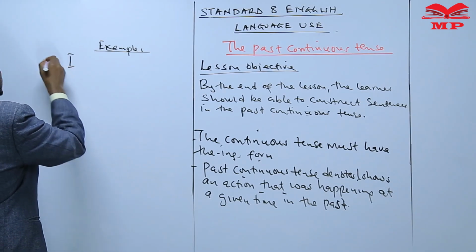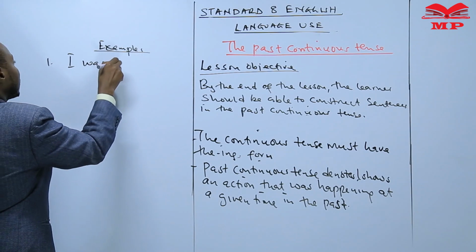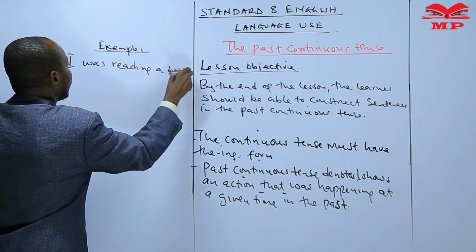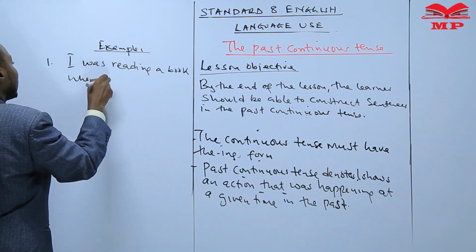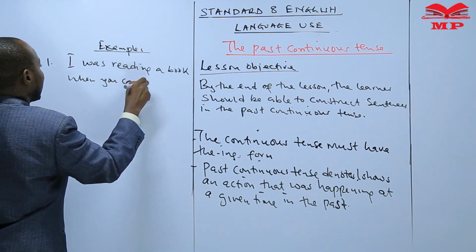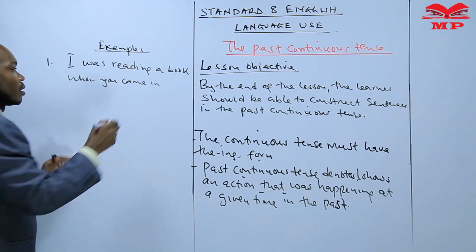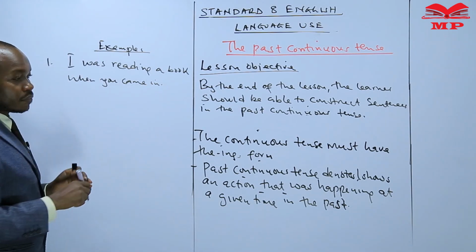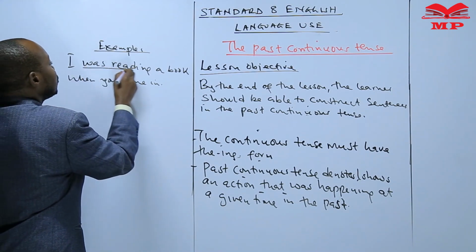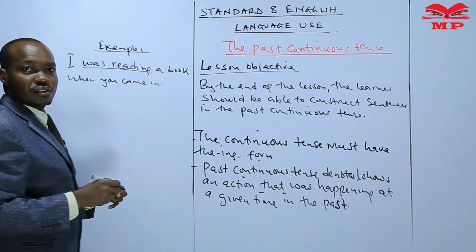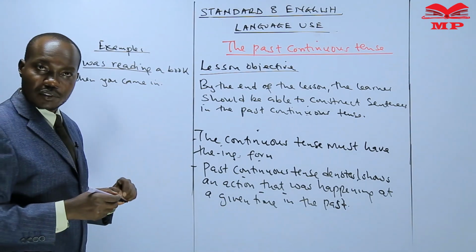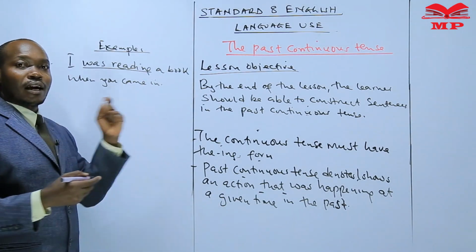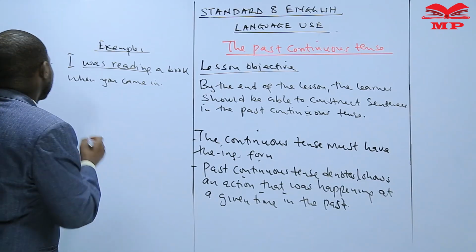I was reading a book when you came in. Now, this is the past continuous tense. I was reading, okay, a book when you came in. The action was happening before another action happened. It happened sometime in the past.